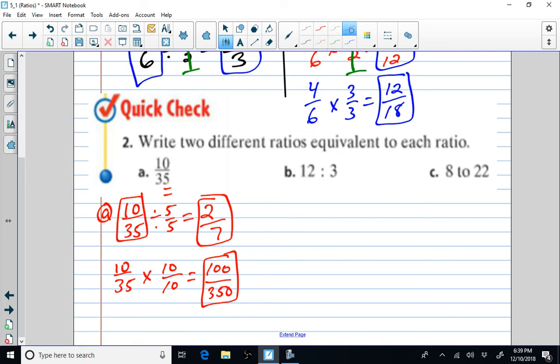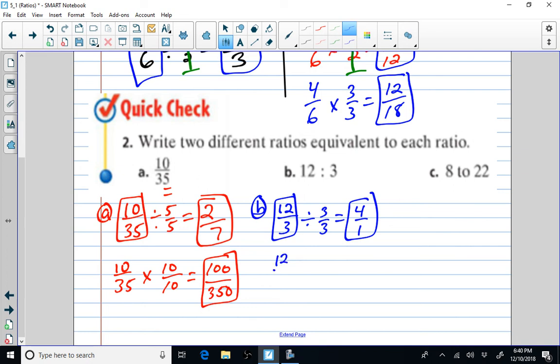All right, let's take a look at example B. I'm going to start with 12/3, and I want to write an equivalent ratio for 12/3. First, I'm going to start with division. What can I divide both 12 and 3 by? I could divide by 3/3. 12 divided by 3 is 4. 3 divided by 3 is 1. 4/1 is the same as 12/3. They are equal. I took 12/3 and divided by 1, but that 1 was in the form of 3/3.